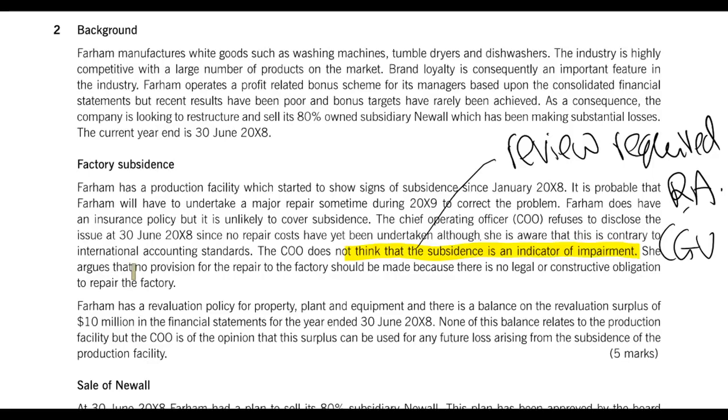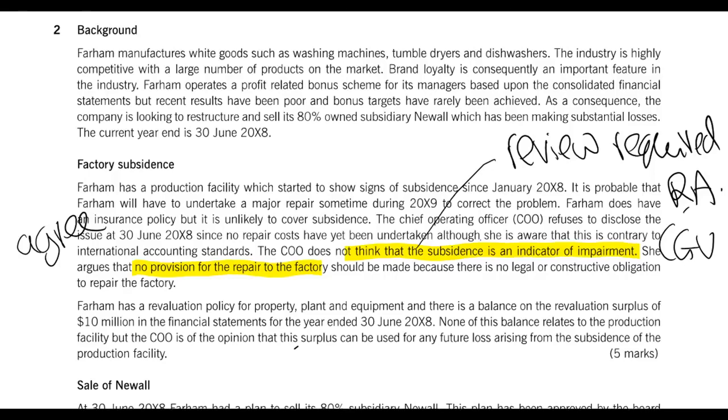Secondly, there's an argument that no provision should be made for the repair. And do you know what? I agree. In terms of a provision, there is no obligation to repair the factory. And too many students go down this route of trying to argue that there is a present obligation. There simply is not.